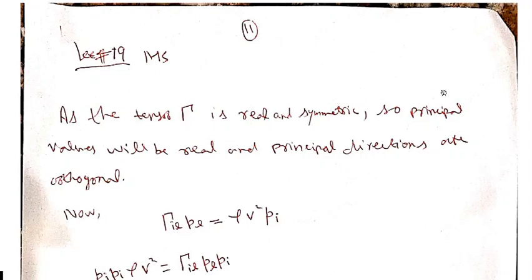This is lecture number 19. In our previous lecture we have calculated the equation of motion for displacement. Then we have supposed its solution, and then we have defined a tensor known as the propagation tensor, which is a second order tensor, and that has obviously 9 components, and we have shown that this tensor is symmetric.